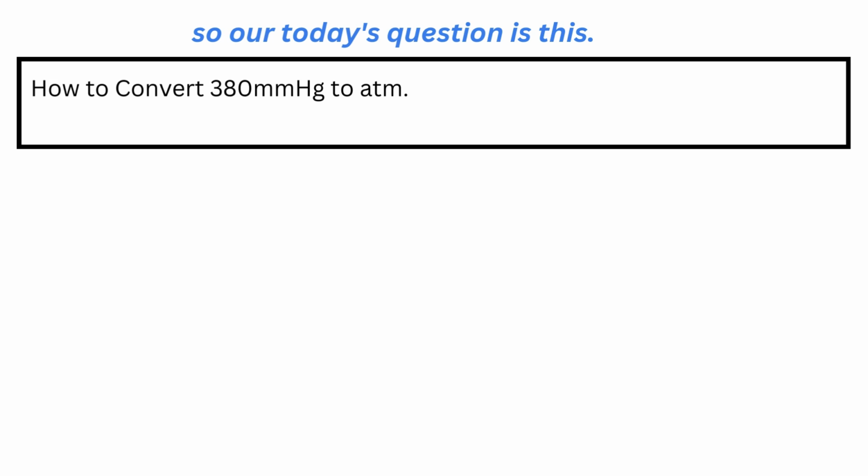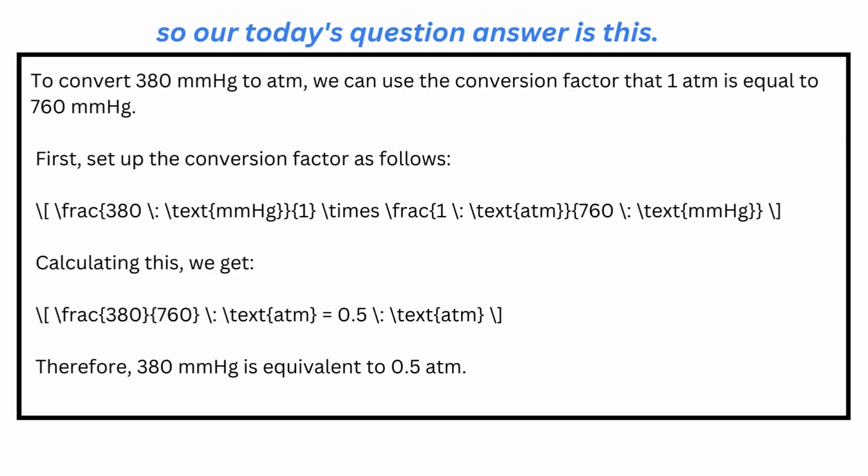How to convert 380 mm Hg to ATM? Correct answer is to convert 380 mm Hg to ATM, we can use the conversion factor that 1 ATM is equal to 760 mm Hg. First, set up the conversion factor as follows.